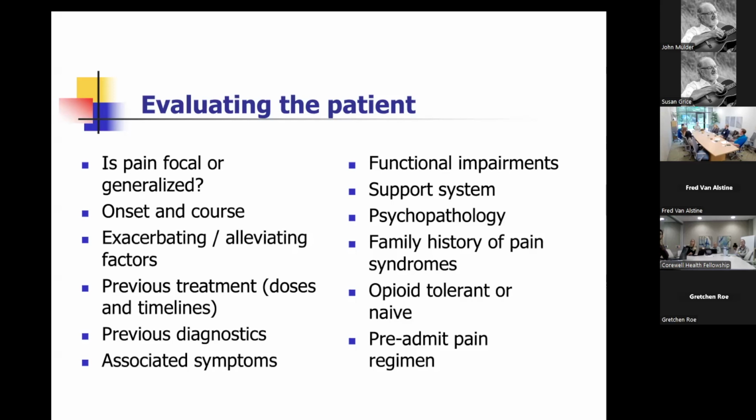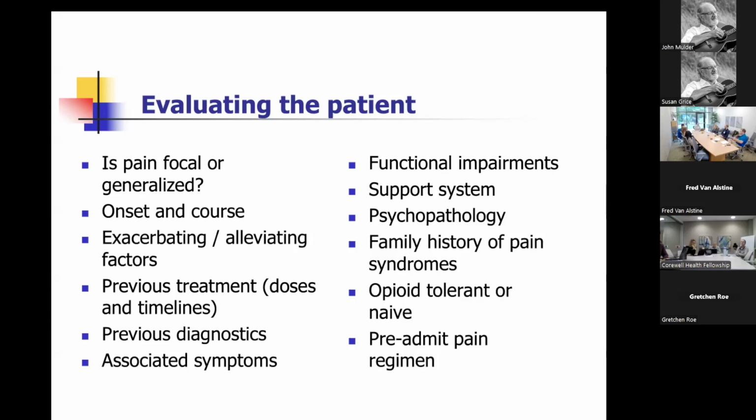So just to remember the usual things: focal or generalized, onset and course, the exacerbating and alleviating factors, what's helped, what hasn't helped, previous treatments, previous diagnostics, associated symptoms. All these things are very important in terms of sifting through where this pain is coming from, and then how we can best treat it. Functional impairments, I'm going to talk more about that in a bit, but that to me is a really important aspect of trying to assess pain. What's their support system?